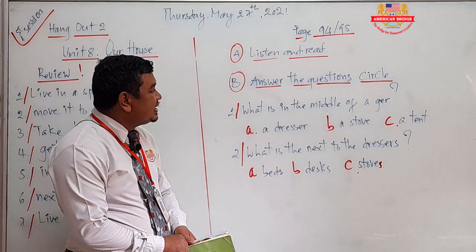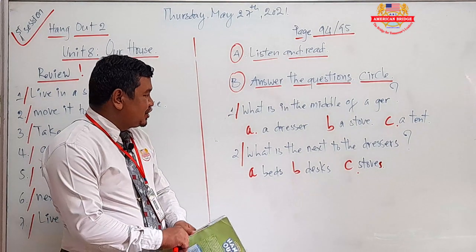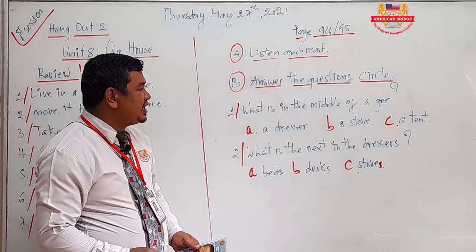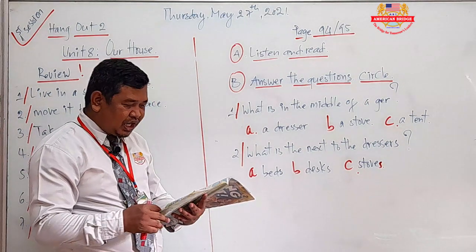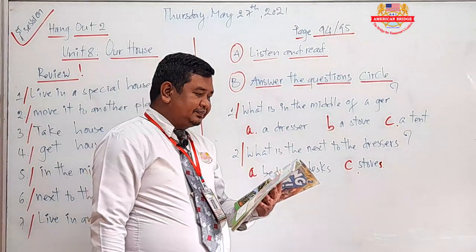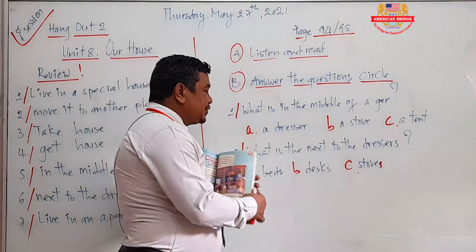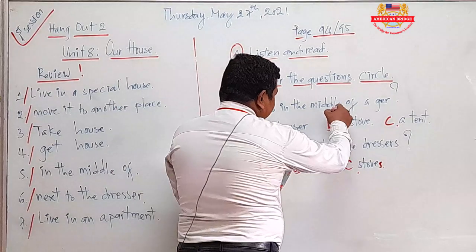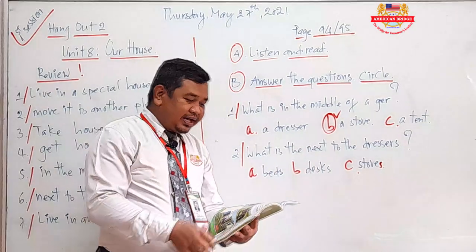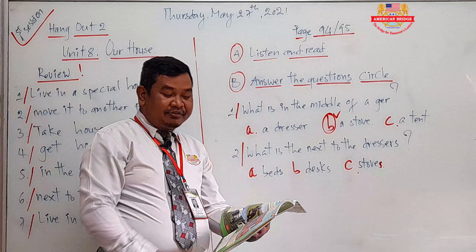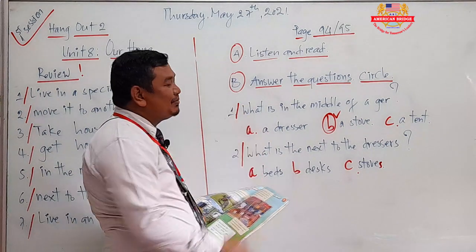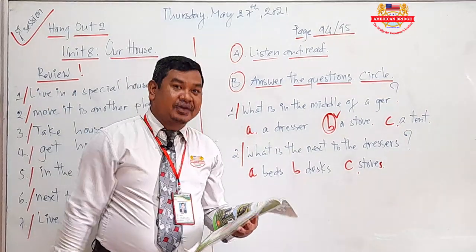So now, what is in the middle of the ger? A. A dresser, B. A stove, C. A tent. So in the middle of a ger is what? In the middle of a ger, this one is a stove, right? So you should get B, letter B is the correct answer. Can you see the point? Their house has everything. There is a stove in the middle. So a stove in the middle of the ger. So letter B is correct.